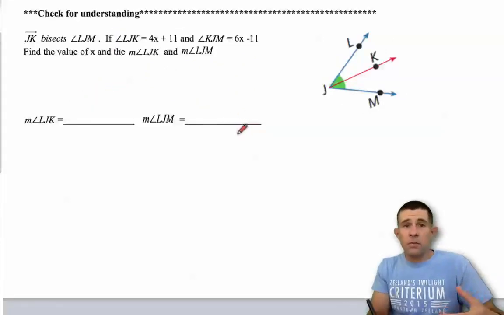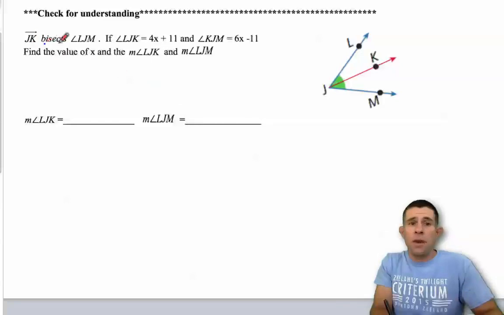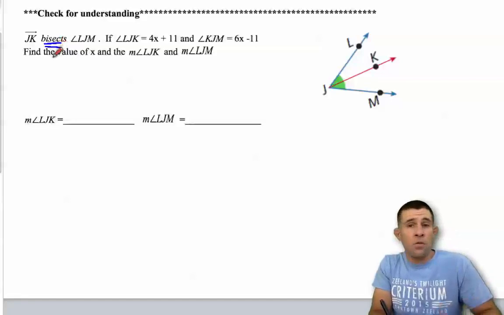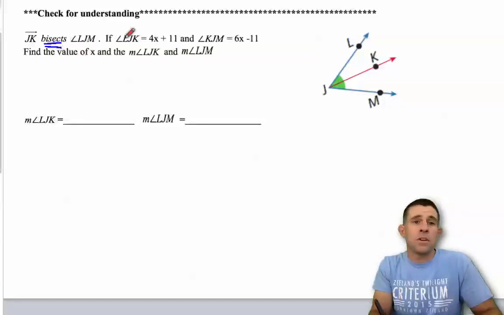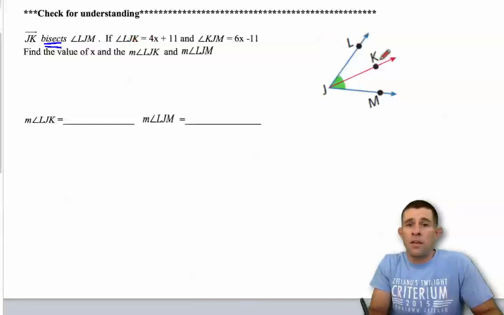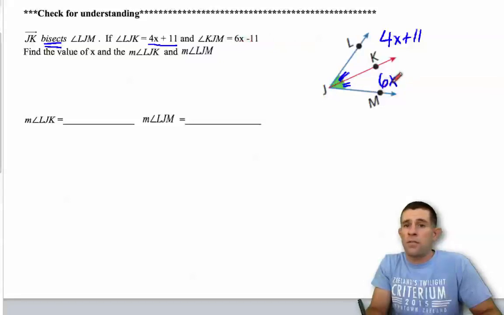All right, for our final example for today, we see that JK bisects LJM. Now, I'm going to underline bisect because, again, that word is very important. It tells me that the two smaller angles must be equal. And anytime we know that two measurements are equal, we can set their expressions equal to each other. So I see that I have LJK. This guy must be congruent to MJK. And I also see that I have expressions for those two smaller angles. LJK is 4x plus 11, while KJM is equal to 6x minus 11.